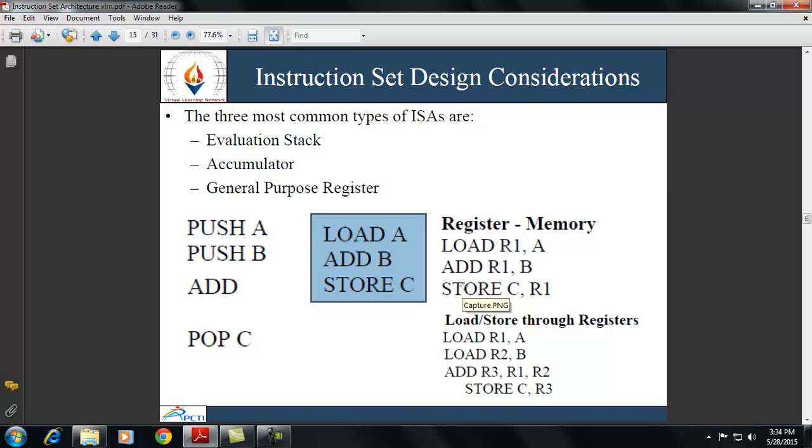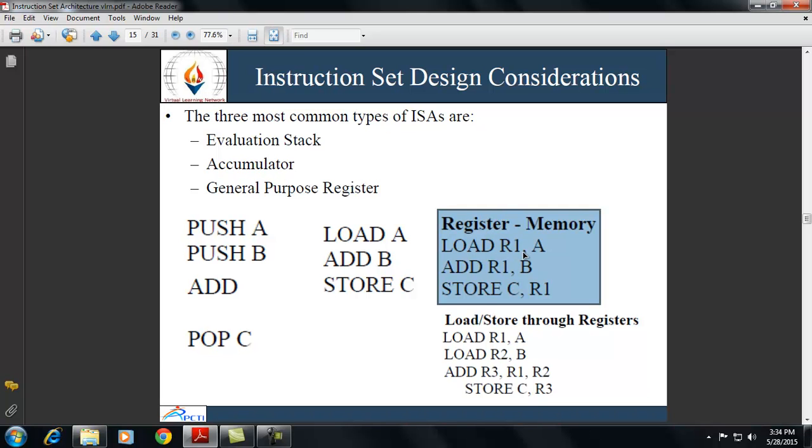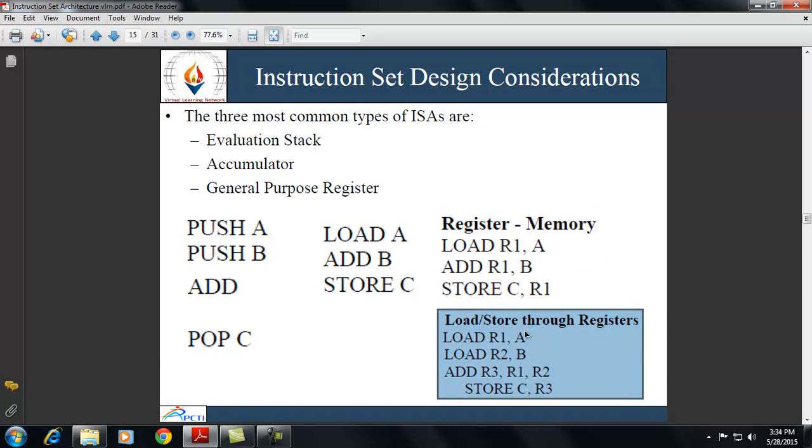And if we want to implement on both the architectures, that is register memory and load store through the register, then the register memory can be implemented by load R1, A, that is, A's contents are loaded to the R1 register, then add R1 comma B, it means B's contents are added with R1, and store C, R1, that is, R1's contents are stored in C. And load store through registers contains load A to R1, B to R2, add R3, R1, R2. It means R1 and R2 are added into R3, and the final result, that is in R3, is stored to C.